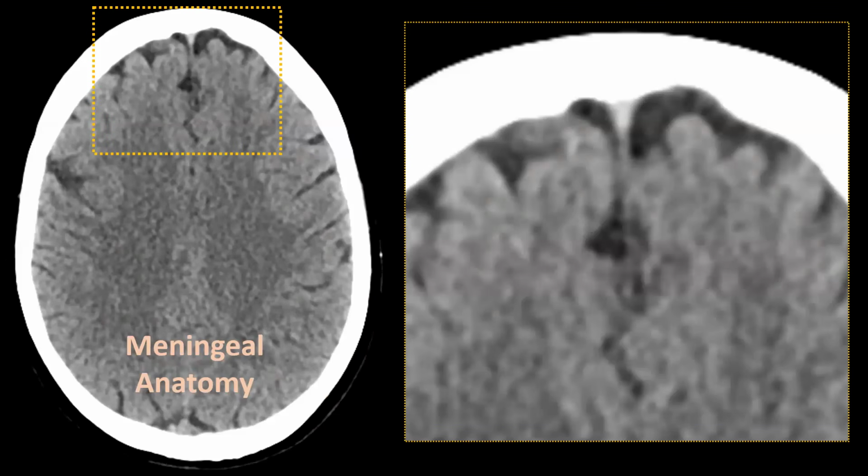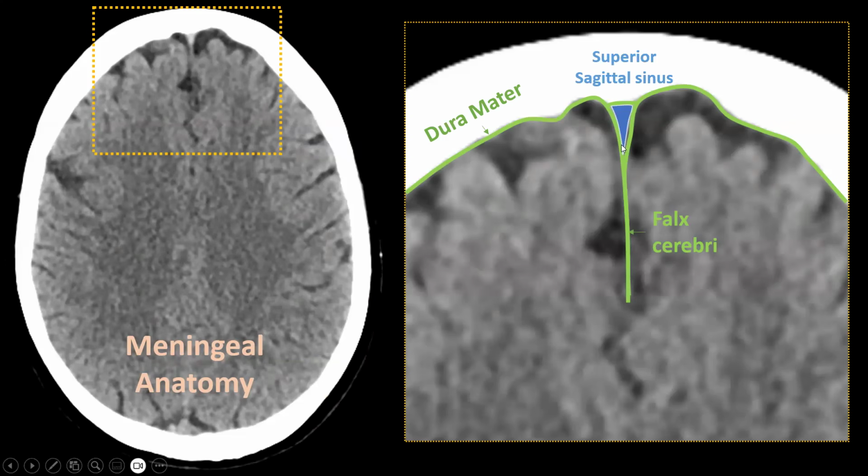Let's move inside. Immediately underneath the skull, we find meninges. And what are the meninges? These are very thin membranes covering the brain. We have the very thick dura mater, which is a thick meningeal layer closely opposed to the skull, and it folds inwards, forming the falx cerebri. And in the falx cerebri, both at the back and at the front, we find the superior sagittal sinus.